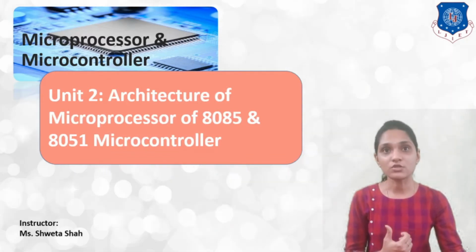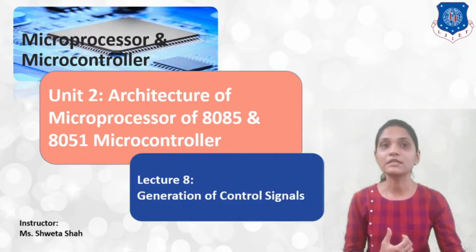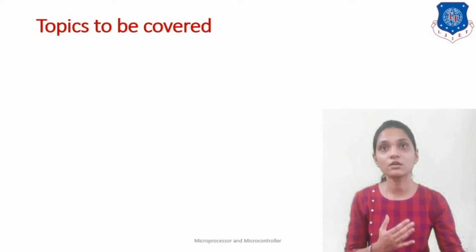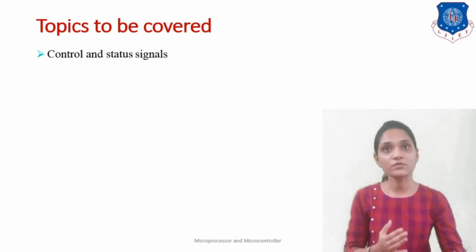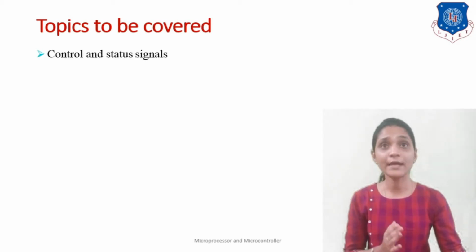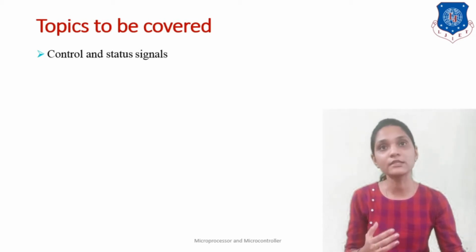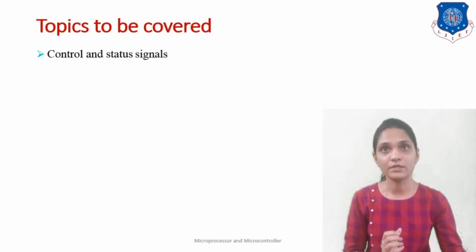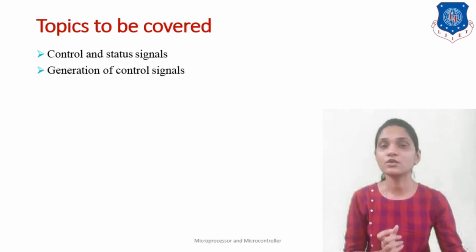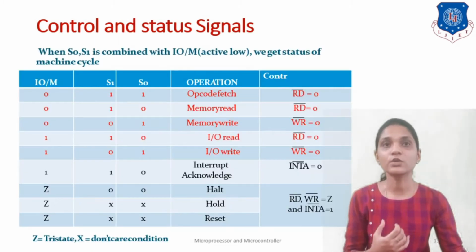In this session we are going to see how we can generate the control signal for the memory and the IO devices. So first let me see what the outlines for this session are. First, we will see the control and status signals that we have already learned in the pin diagram. We will just revise it over here, and then we will see the generation of the control signal, how we can generate the control signal. So let me start with the first, the control and status signals.